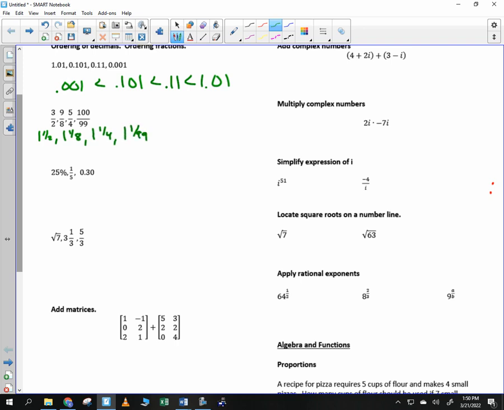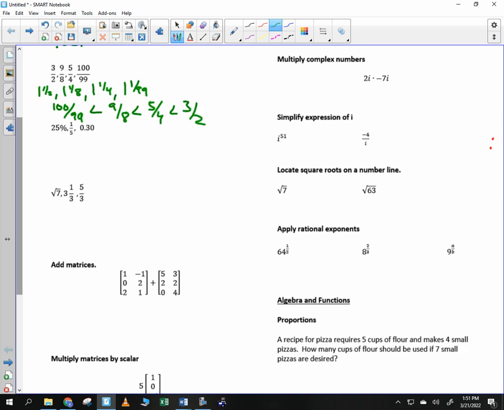So when you write it like that, it's easy to then compare the numbers, isn't it? What's the smallest? 100 over 99 is less than 9/8, which is less than 5/4, which is less than 3/2.